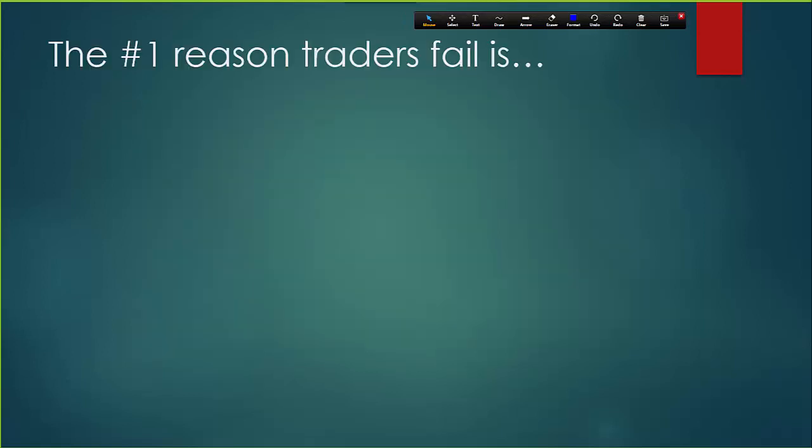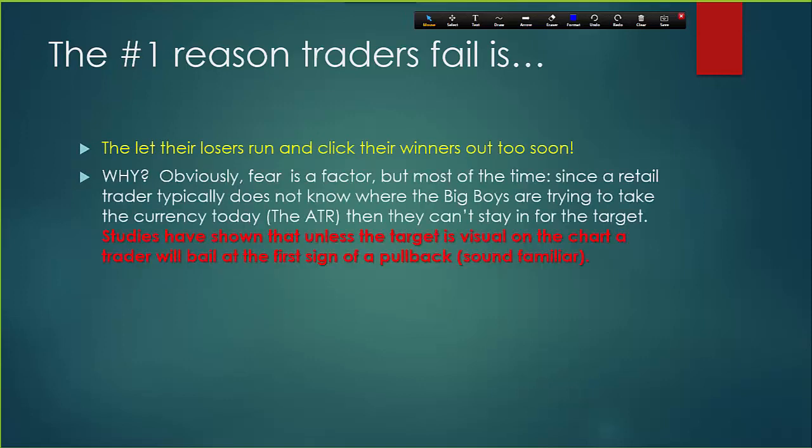So the number one reason that traders fail is that they let their losers run and they click their winners out too soon, all right? Why? Well, obviously fear is a factor, but most of the time, since a retail trader typically does not know where the big boys are trying to take the currency today, by the way, that's the ATR, then they can't stay in for the target. And studies have shown that unless the target is visual on the chart, a trader will bail at the first sign of a pullback. Does that sound familiar?